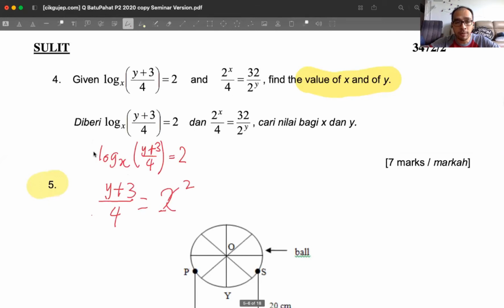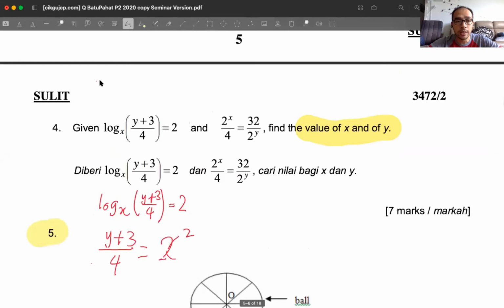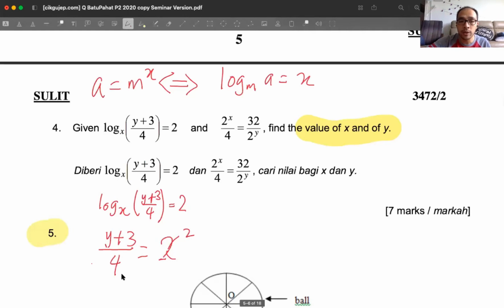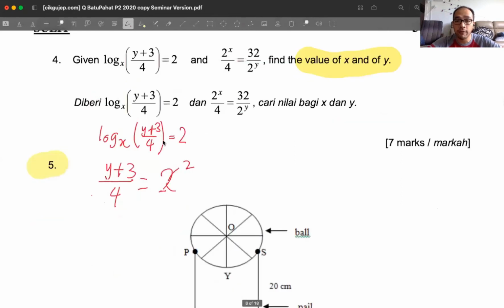Macam mana mau tukar from log form to index form is something that you should know. I'm just going to do this one. So let's say this is a equals to m to the power of x. So if I change to log form, all I have to do is log m a equals to x. So there, it can change from one way or another. Now the reason why I do this is I want to get rid of the log. So once I get rid of the log, I can form an equation. y plus 3 equals to 4x squared. So this is the first equation.